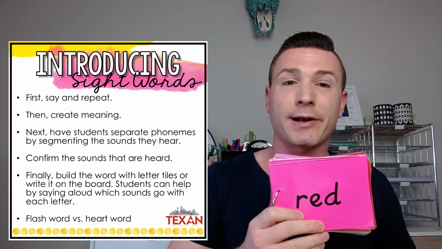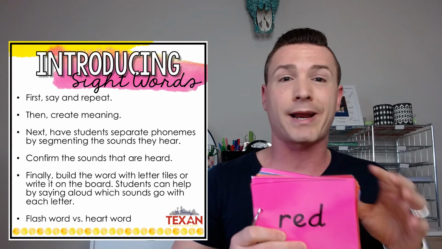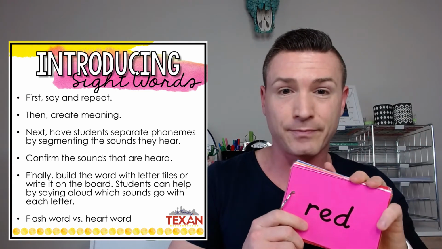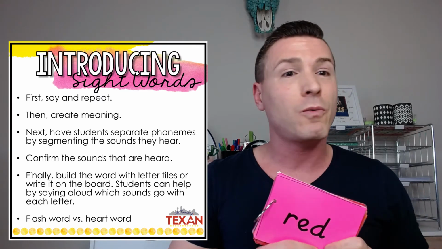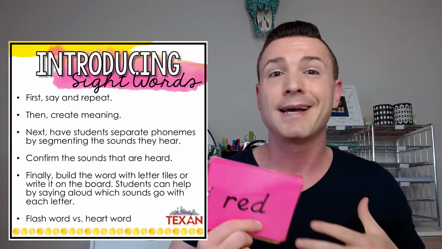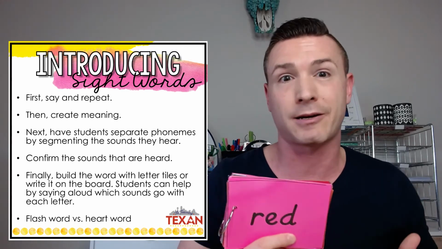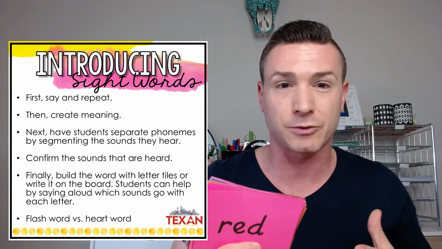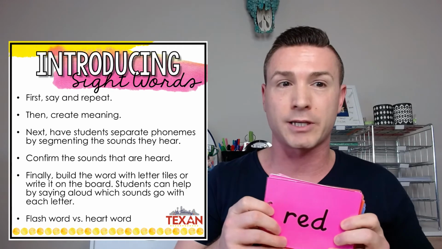The next thing that we want to do, remember, we're trying to make sure that we are using orthographic mapping and we want to hit all three of those key areas. We are going to then create meaning. So this word needs to have meaning for students to remember it. Give students a chance to talk about what this word means. How might I use this word? Well, red is a color. A tomato is red. This is red. A stop sign is red. So give them a chance to create some meaning that goes along with this word.